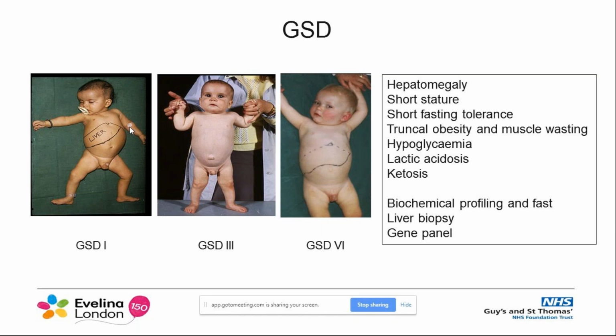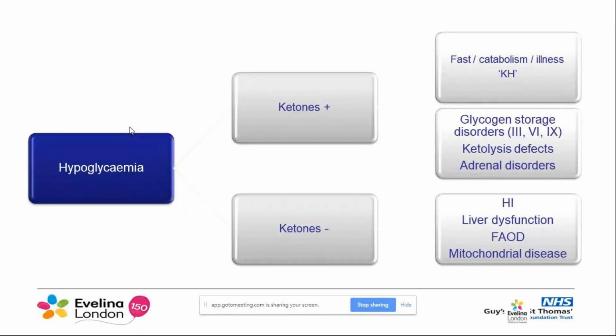As I said before, we've moved a little bit away from liver biopsies, but they can sometimes be performed before the children get to a metabolic centre, which will show lots of glycogen within the hepatocytes. And then diagnosis is based on a GSD gene panel currently. So a little bit about hyperglycemia. I know you've got another lecture on this, a future lecture.